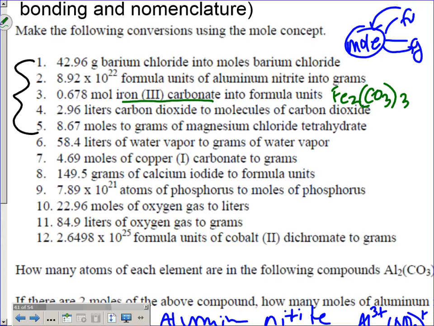Carbon dioxide, I know you got this one. CO2, is it ionic, covalent, or acidic?